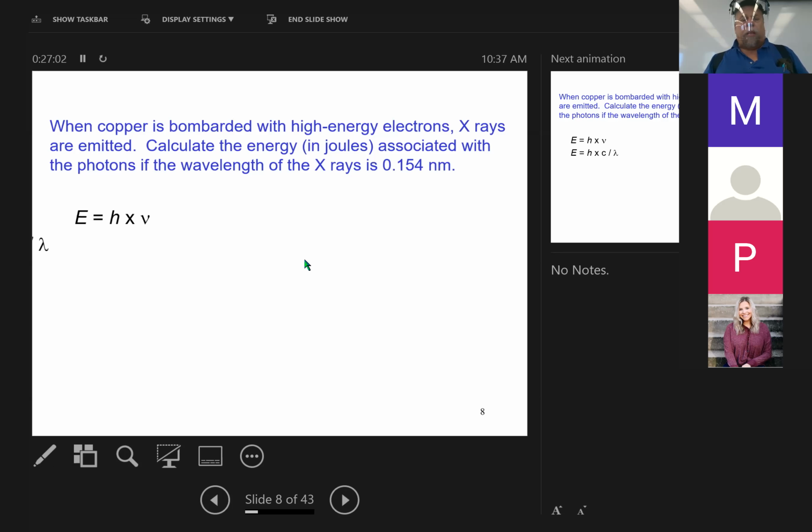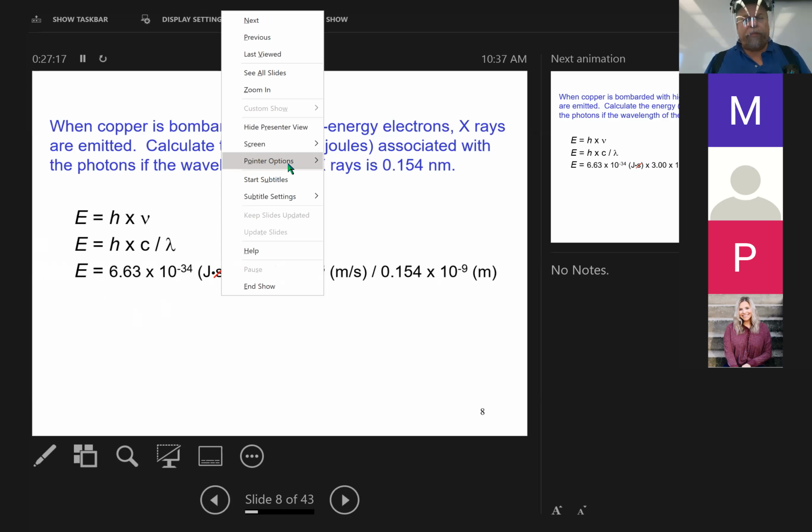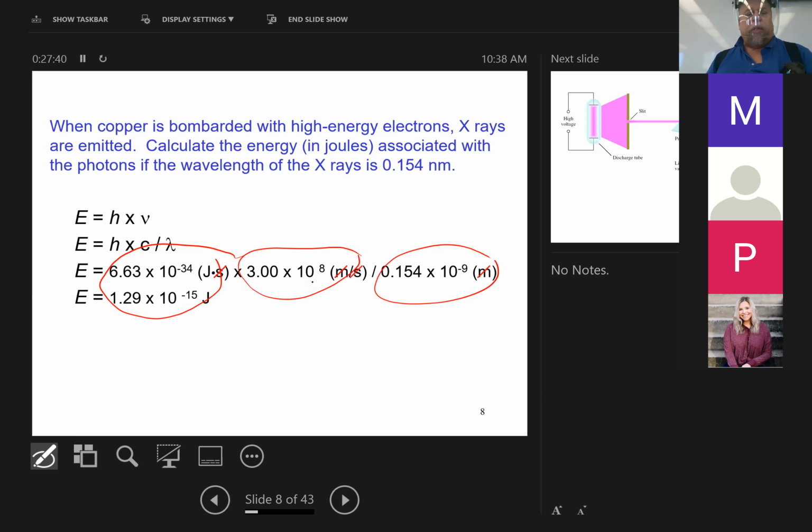So what do you have to do? Well, you take the values. E equals H times C over the wavelength. You plug the values in there. This is the constant here. This is the speed of light, and this is the wavelength. You plug those values in there associated with each one, and then calculate what the math is. Basically the units cancel and you end up with joules. So it's 1.29 times 10 to the minus 15 joules, which has to do with the energy related to the photons going into that. So that's for each photon.